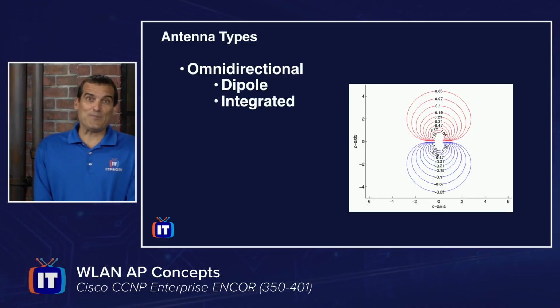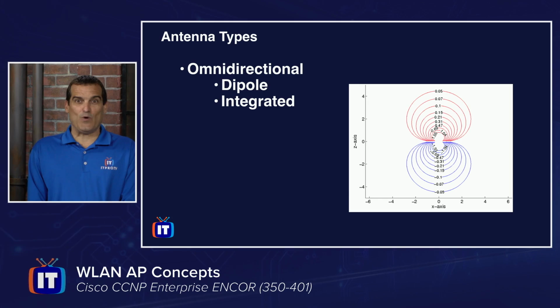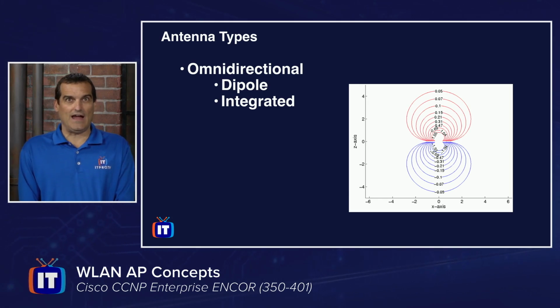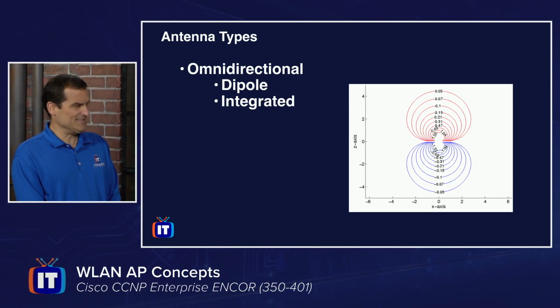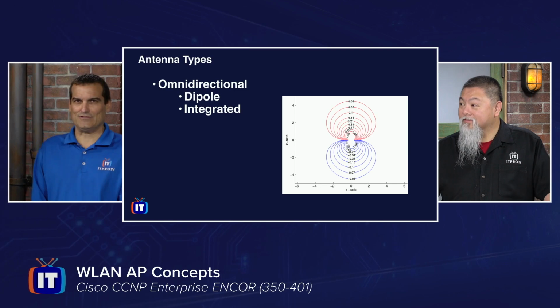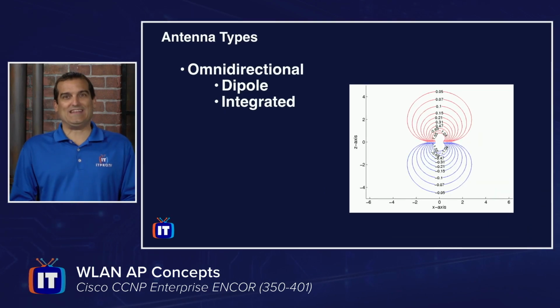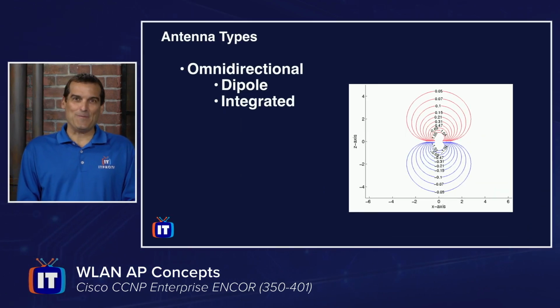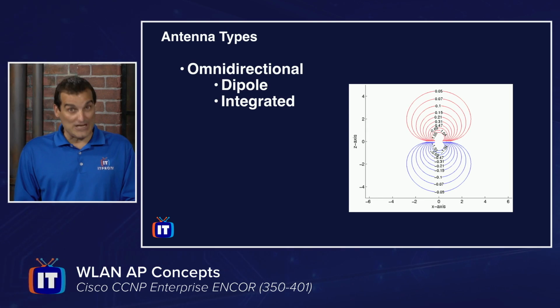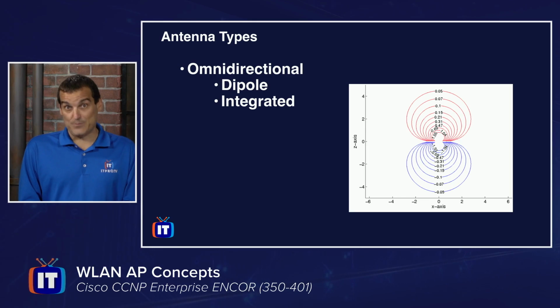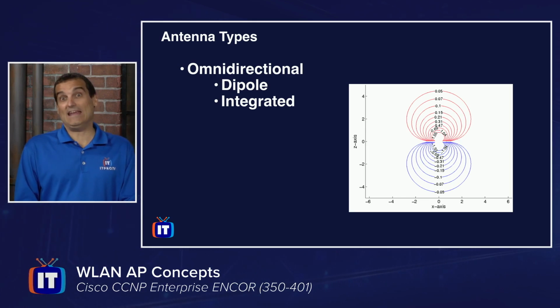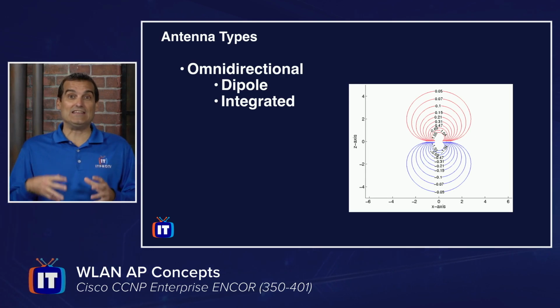Well, let's wrap up our discussion of access points by talking about their antennae. Right. Antenna is singular, antennae is plural? Yes. Okay. Well, there are two basic types that you need to know. There's the omnidirectional, and two examples of this are a dipole and an integrated. So you could have an integrated omnidirectional.